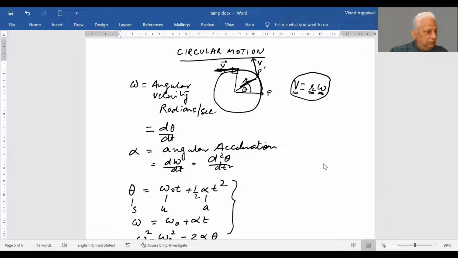Now for a uniform circular motion, a particle is moving in a perfect circle with a constant velocity. The magnitude of velocity is constant, whereas its direction is changing at every point, which is tangential.